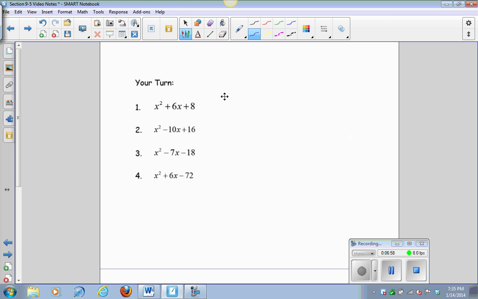Now it's your turn. I would like you to try these 4 problems and see if you can create the binomials that would multiply to give each of these trinomials. At any time, you can go back and review the process for the 3 examples that preceded these questions.